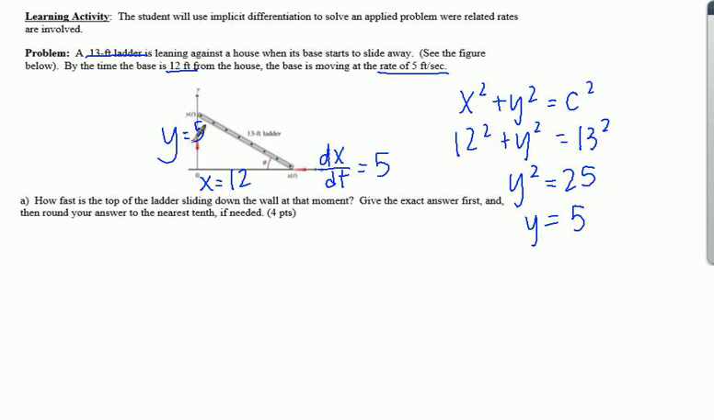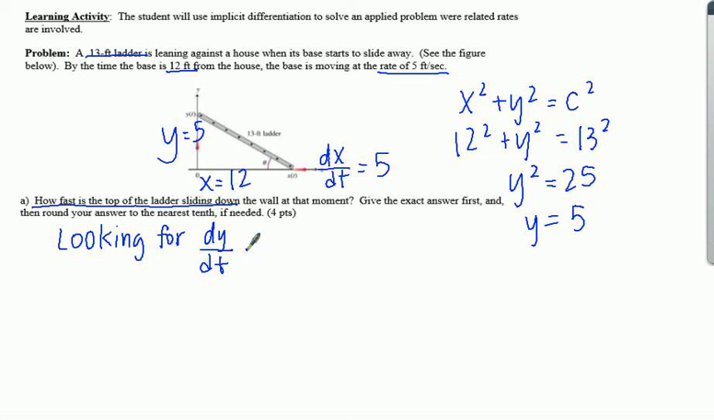Okay, so our question is asking how fast the top of the ladder is sliding down. So right now we're looking at the change in y with regards to time. So this would be dy/dt. Do the exact answer first, then round your answer.